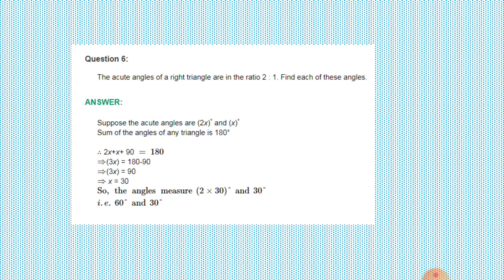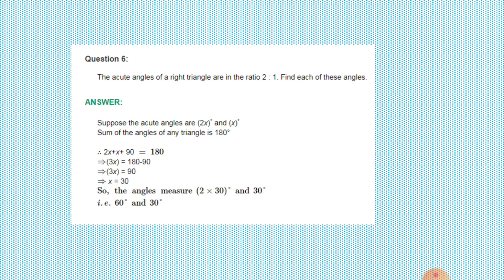The acute angles of a right angle triangle are in the ratio 2:1. Find each of these angles. Suppose the acute angles are 2x degrees and x degrees. Sum of the angles of any triangle is 180 degrees. So 2x plus x plus 90 degrees equals 180 degrees.